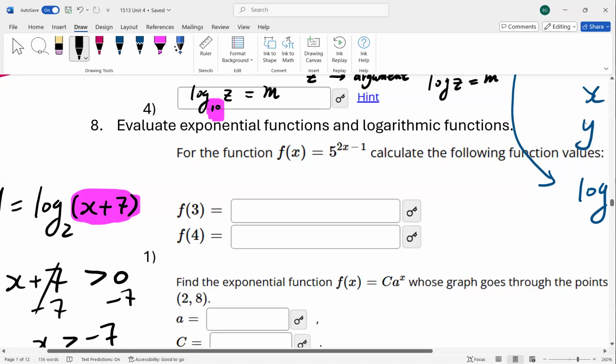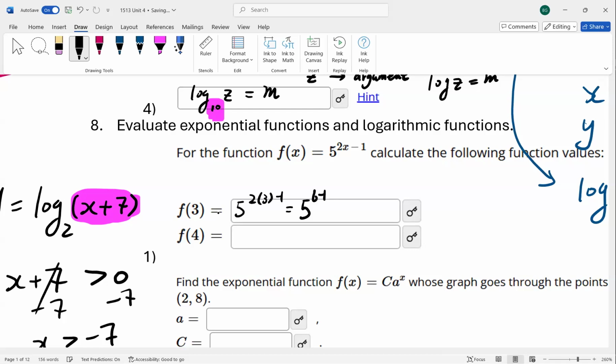It's just a calculation. So let's see, how do we find the f of 3? When the input is 3, how do we find the output? We just need to replace x with 3. We have 5 to the power of 2 times 3 minus 1. 2 times 3 is 6. 6 minus 1 is 5.